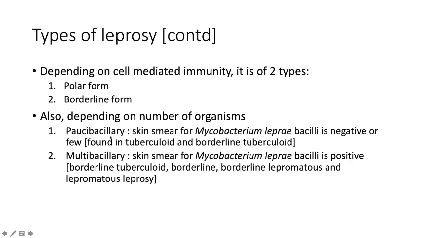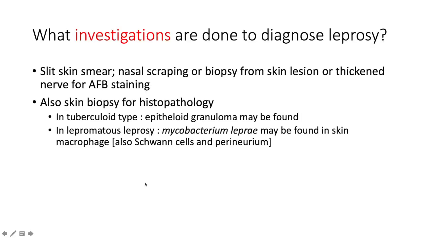So paucibacillary simply means that in a skin smear for Mycobacterium leprae, we look at it under the microscope, and if the bacilli are negative or few, then you can probably say that this is the tuberculoid or the borderline tuberculoid variant. But if it's multibacillary, implying that the skin smear for Mycobacterium leprae has lots of bacilli, then you think it's probably going to be borderline lepromatous or lepromatous leprosy.